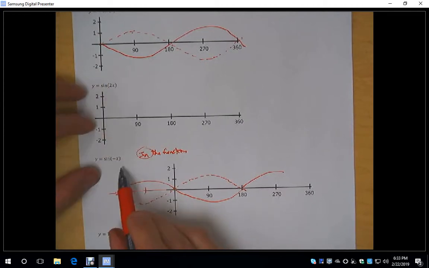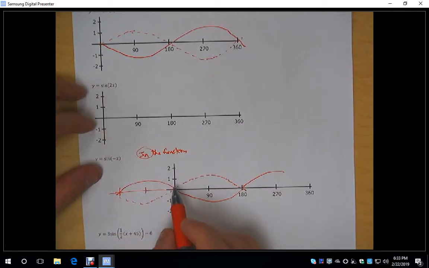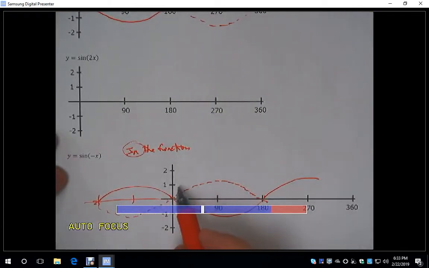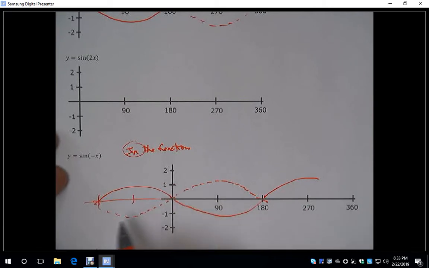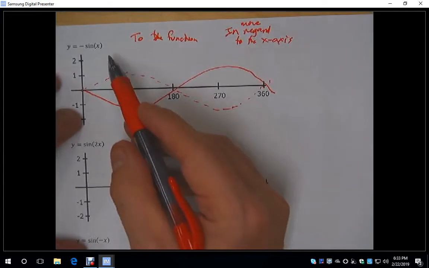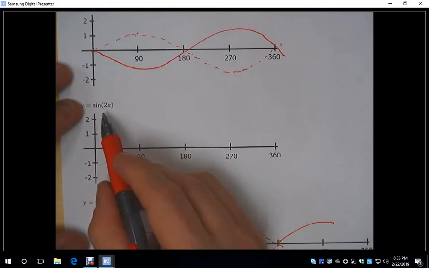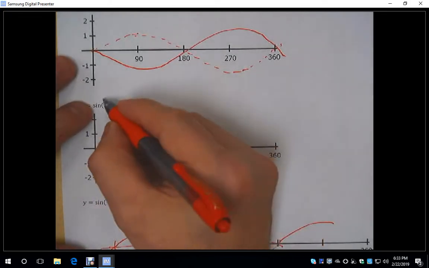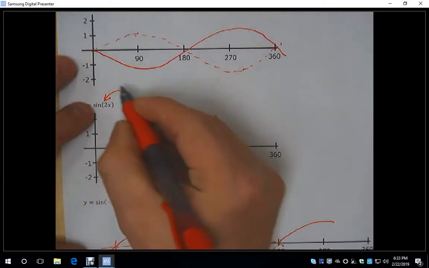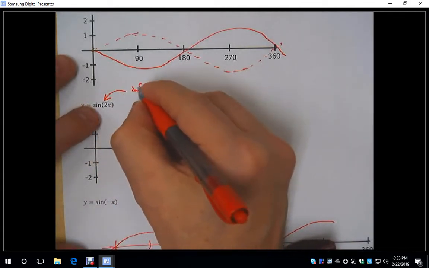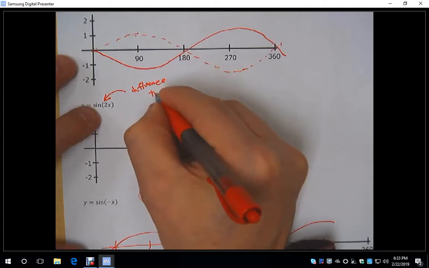If we looked at a different graph that wasn't symmetrical across the origin, it would be more obvious that doing something in the function would be a reflection across the y-axis, whereas when we multiply a negative to the function, it's a reflection across the x-axis. Let's look at the next one here. We have sine of 2x. Well, this 2 influences the period.